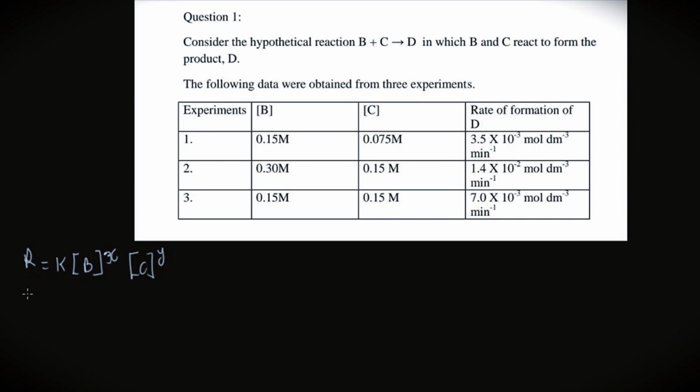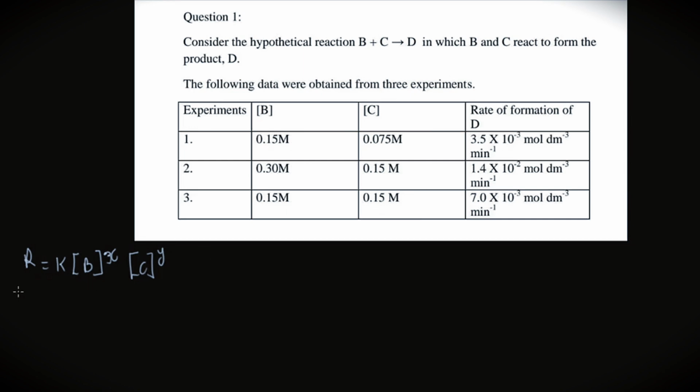So first, let's solve for X. For us to solve for X, we must look for experiments in which the concentration of C is constant. We have to choose 2 experiments in which the concentration of C is constant, because that will make it cancel out, and therefore we'll be able to solve for X. So looking at experiment 2 and experiment 3, the concentration of C is constant.